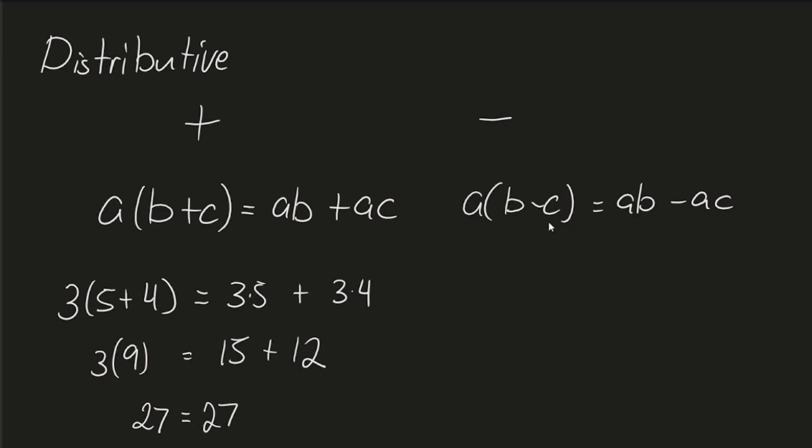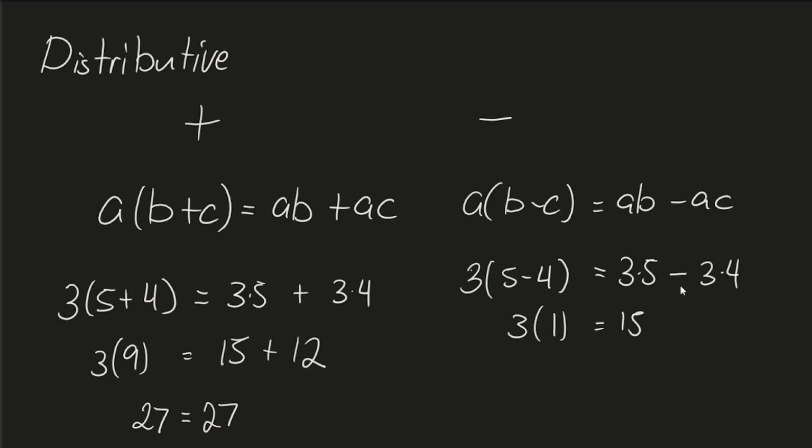Let's do it for subtraction. 3 times the quantity 5 minus 4. Is it the same as saying 3 times 5 minus 3 times 4? Order of operations: 5 minus 4 is 1. Then we have 3. 3 times 5 is 15, minus 3 times 4 is 12. Left-hand side is going to be 3. The difference of 15 and 12 is also 3. So it's going to be true for addition and subtraction, but not applicable for multiplication and division.